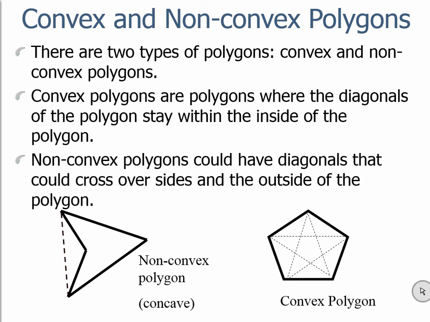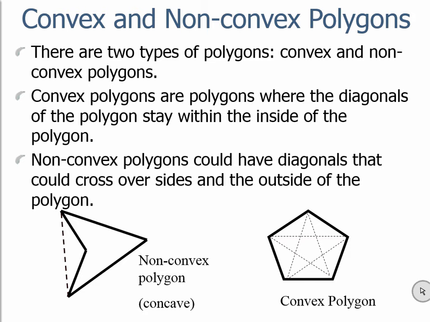So there are 2 types of polygons, convex and non-convex. Remember, those are not convex, we're going to call it concave. Convex are polygons where all the diagonals of the polygon stay within the inside of the polygon. So remember, I even used the relation convex, convex. They're all inside. Non-convex, which I say we're going to use the word concave, polygons will have the diagonals that could cross over sides and the outside of the polygon. And then said concave, basically at least one diagonal goes out.